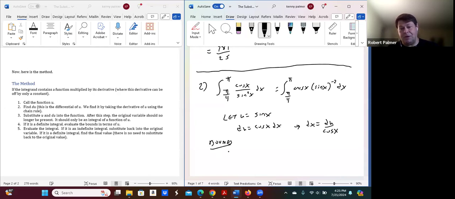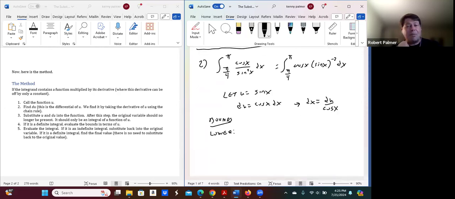Okay. Now for the lower bound, in fact, let me write this out as lower and upper. One thing that can happen sometimes with the u substitution method is that after changing to u, it's possible for your lower bound in terms of u to be greater than the upper bound. If that's the case, that's okay. That can happen. Okay, so the lower one is x equals pi over 4.